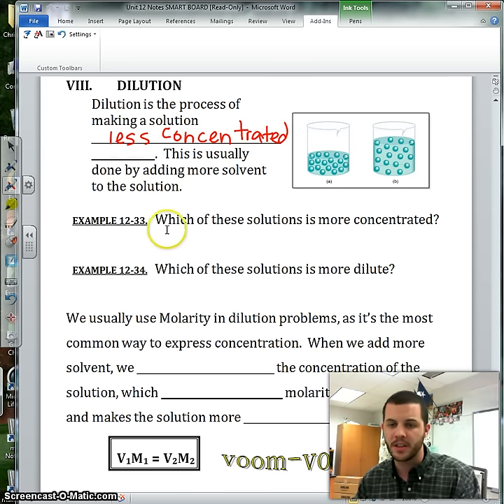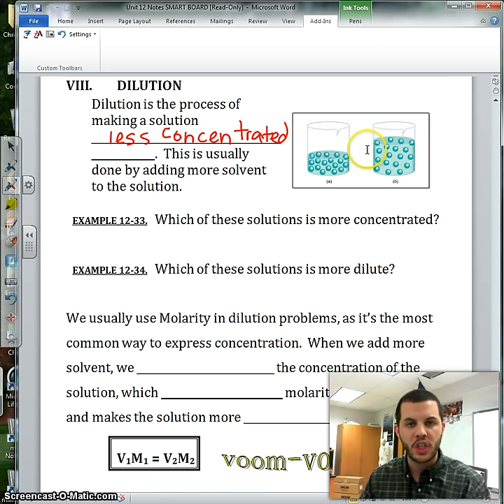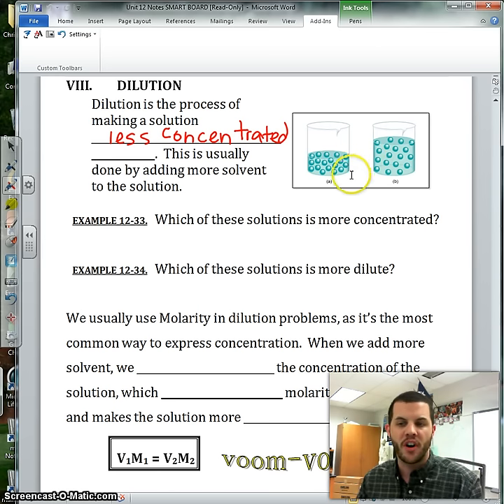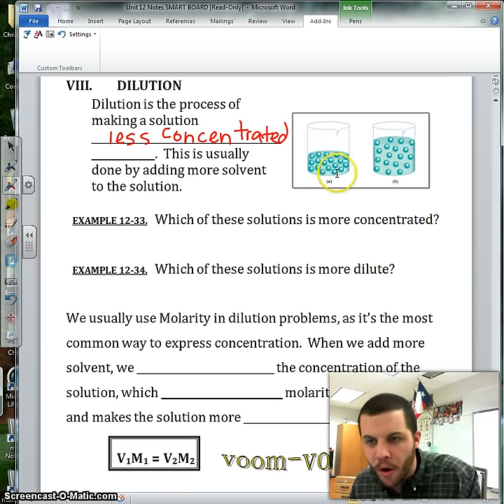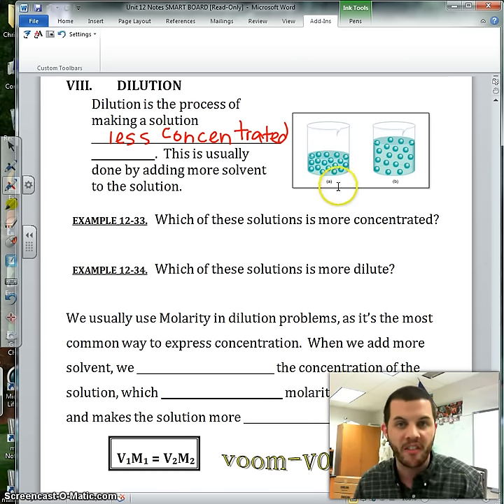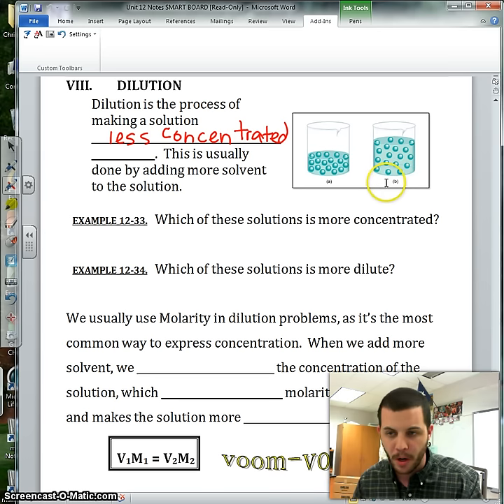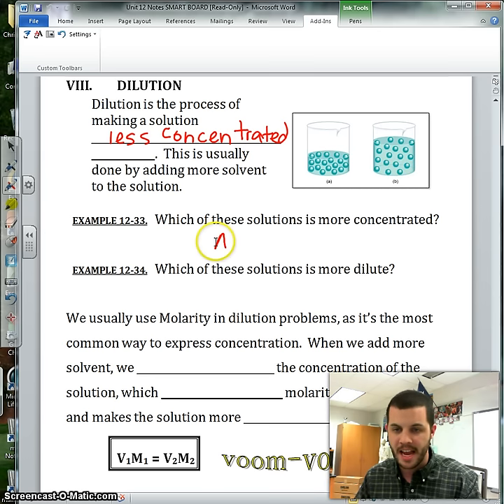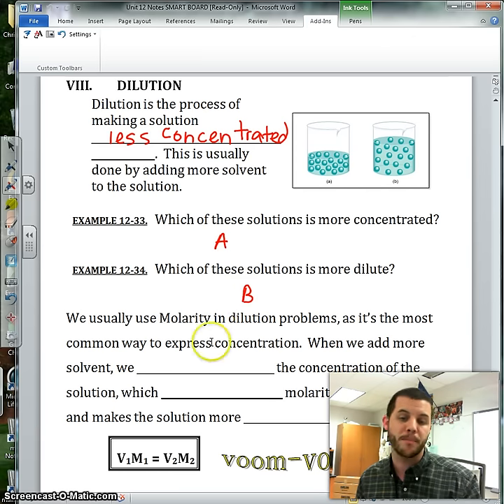So this question here says which of these solutions is more concentrated, A or B? Basically what this is saying is which one has more solute per given amount of solvent. If we take a look at A, we can see that we have all kinds of solute particles in this small volume, and B has a larger volume of solvent with the same amount of particles. So the one that is the most concentrated is A, and the one that is the most dilute is B.